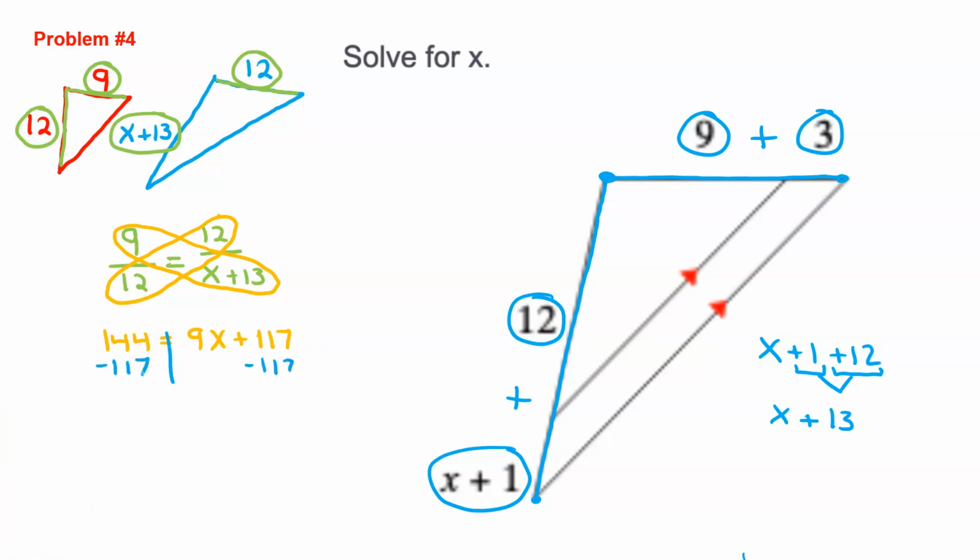All right, if I go ahead and subtract 117 from both sides, what is that going to give me? 27 is equal to just 9x. If I just divide both sides by 9 here, I get 27 divided by 9, which is just 3. X is equal to 3, or 3 is equal to x.